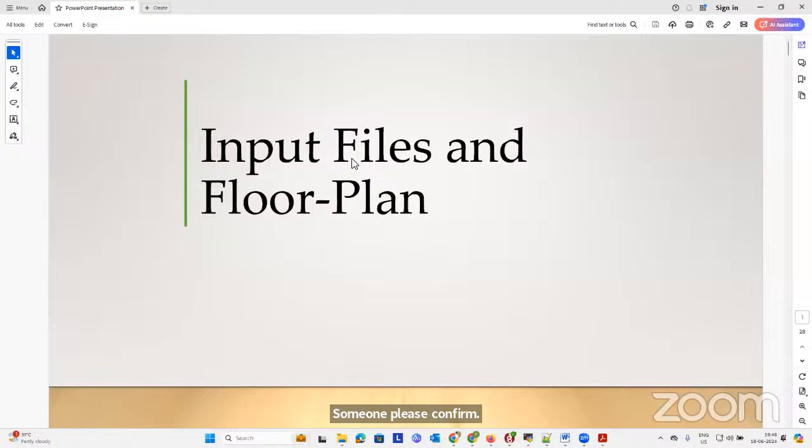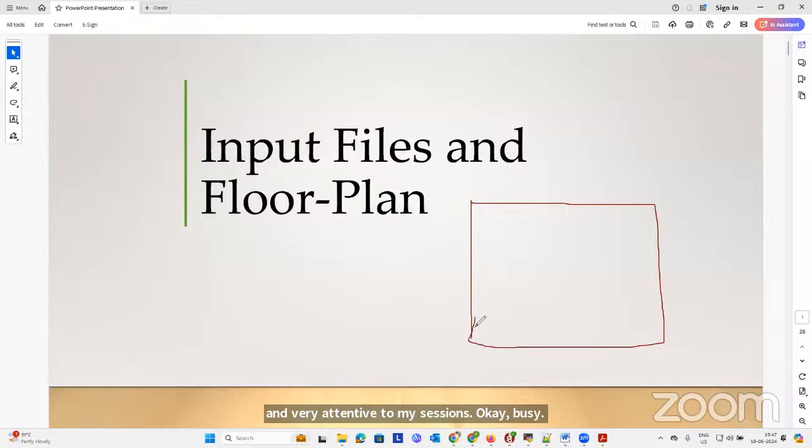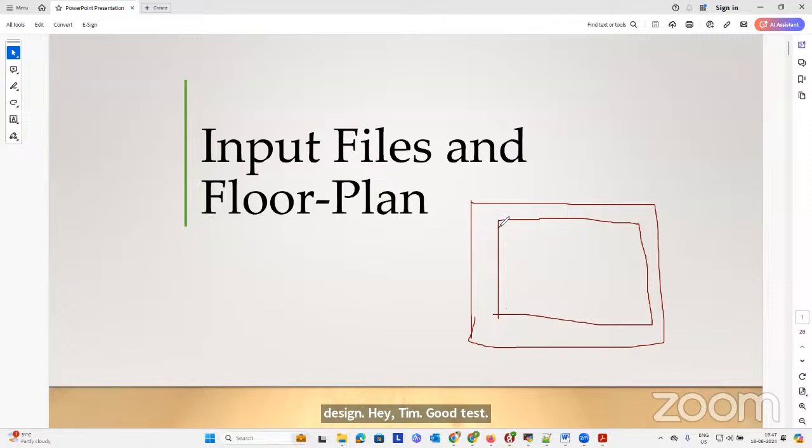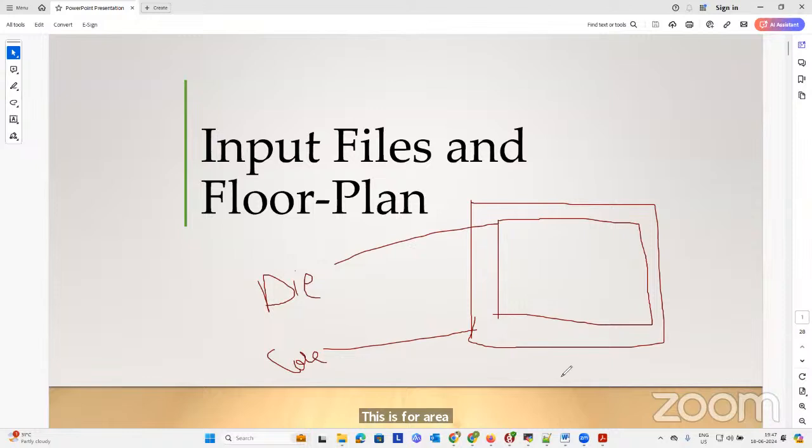So, as you all are intelligent and very attentive to my sessions, okay, this is my chip. Floor plan is nothing but we are going to design a chip which has die area. This is die area. This is core area. Okay. So this is how we design the floor plan.